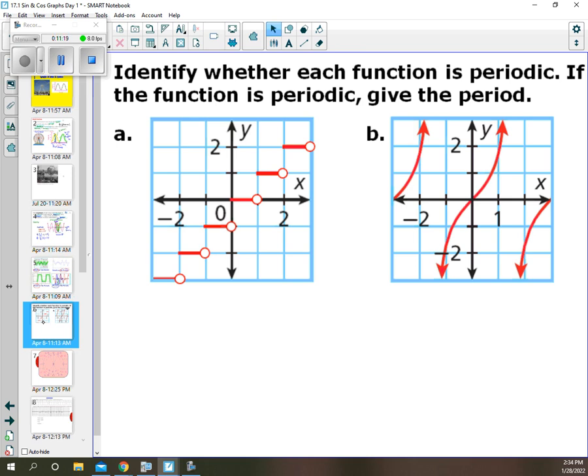All right, so let's take a look at the last two here. What do you think? Periodic or not periodic? Thoughts, ideas. Go ahead, pause the video, see what you think.